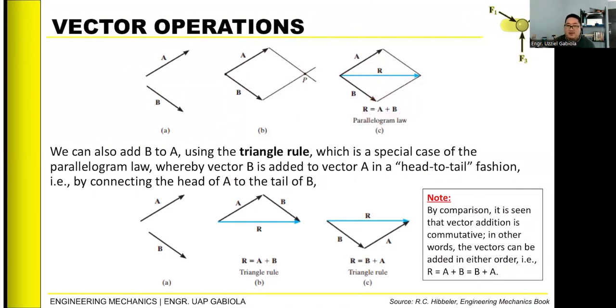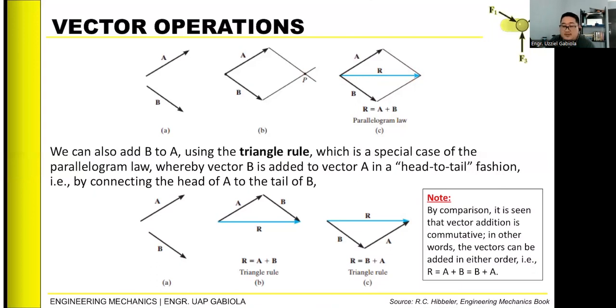In the parallelogram law, we are constructing a parallelogram to get the resultant of the vectors by forming an intersection point between the parallel lines, and then connecting the concurrent point to our intersecting point, which represents the resultant of our vectors. Okay? So that is the parallelogram law.